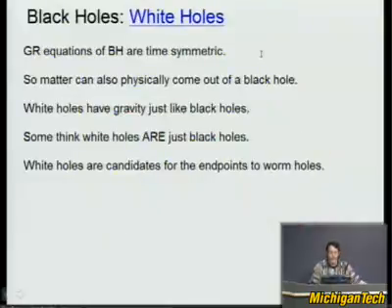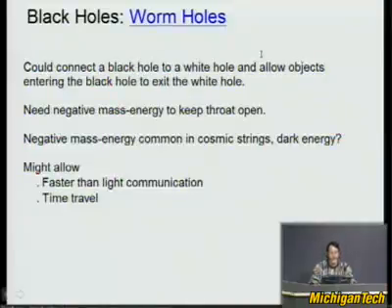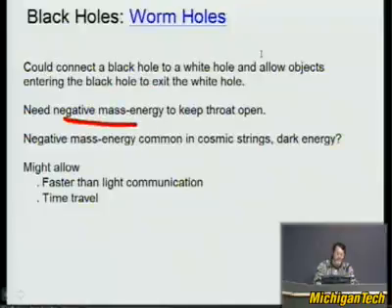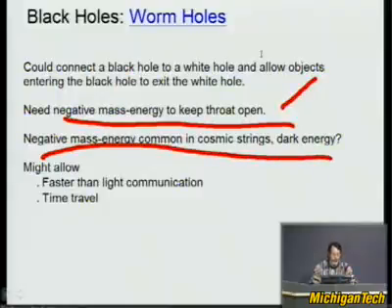Okay, so I've got to touch quickly on white holes, which are just like black holes, except they emit stuff. They're a time-reverse solution of black holes. I don't know many people who deal with them. Some people think that white holes are just black holes. Wormholes are more interesting. These are known as Einstein-Rosen bridges. Their practical existence is controversial because it's possible, in theory, to go through a black hole and come out a white hole. And the thing together would be known as a wormhole, but you would need negative mass energy to keep the throat open. So what's that? We'll go into that in other lectures, but this stuff might actually be common in dark energy and cosmic strings.